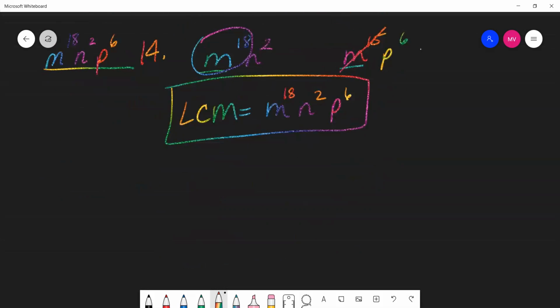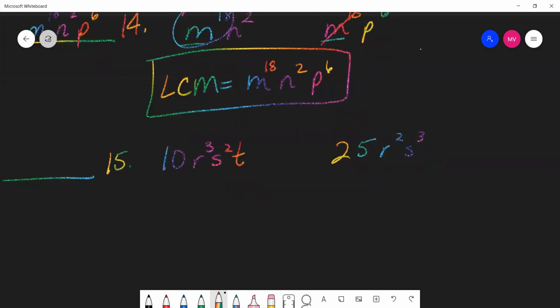All right, last one. Let's look at number 15. So for number 15, we have 10, let's see what I did here, r cubed s squared t, and r squared t. And then we have 25, I don't know why I do that with my 5s, 25r squared s cubed. All right, so break down these coefficients.